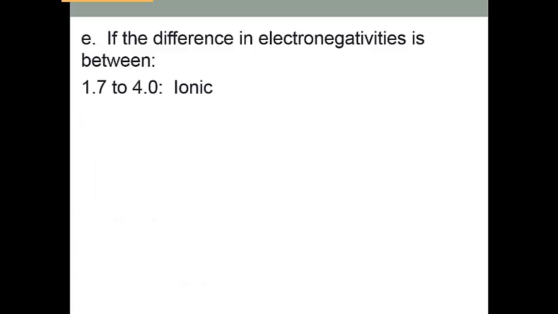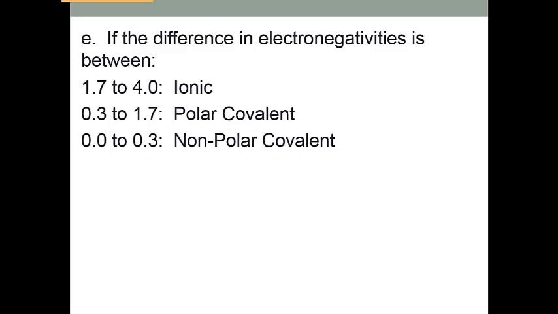If it ends up being 1.7 to 4, then it's an ionic bond. If it's anywhere from 0.3 to 1.7, it's polar covalent, and then 0 to 0.3 is nonpolar. Now covalent is another unit we'll get to after ionic, so we're just really going to be looking at ionic bonding in this unit. Let's take a look at sodium chloride, NaCl.